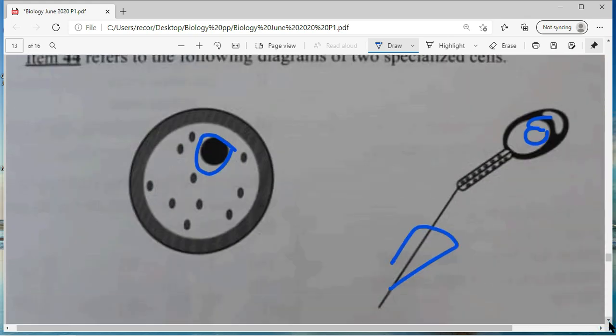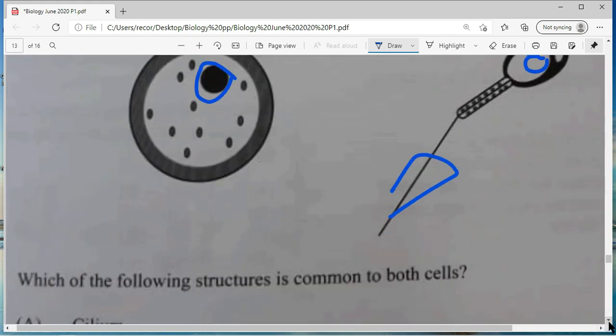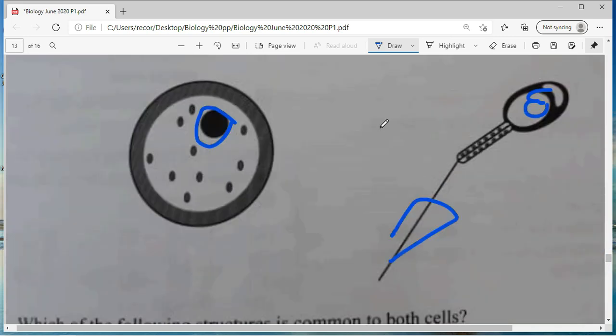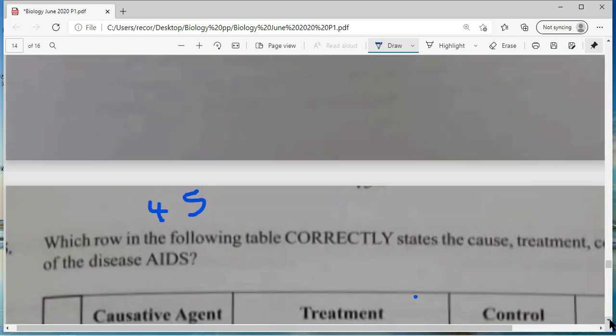Item 44 refers to the diagrams that we're seeing on screen. Now, which of the following structures is common in both cells? Now, cilia, no, I don't know about that. The nucleus is common in both cells, and you'll see it as we look at the egg cell and the sperm cell. I think that's the egg cell, and the nucleus there, and the nucleus over here on the sperm cell. The flagellum is also on the sperm cell, but not on the other cell. And the acrosome is synonymous with the sperm cell. We know that it's very important during fertilization.